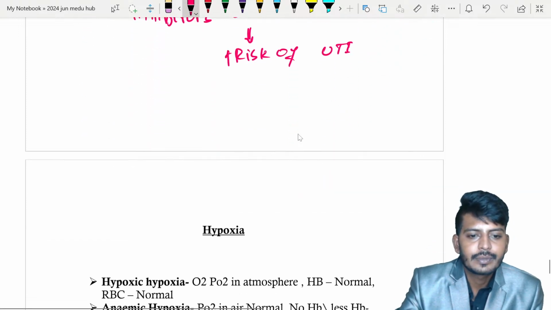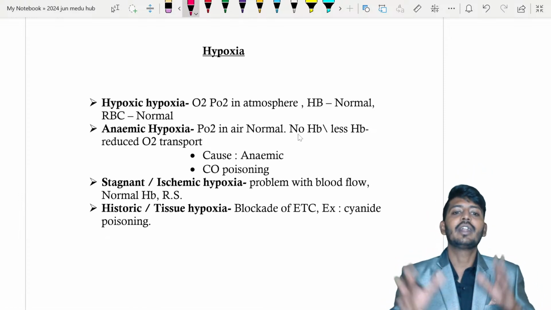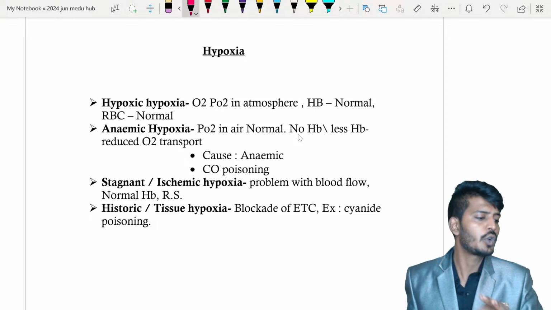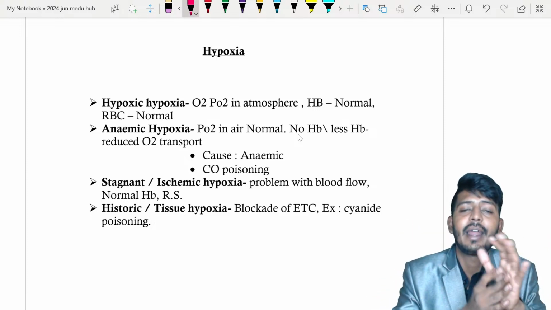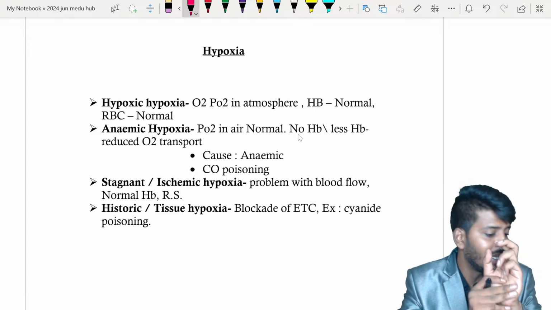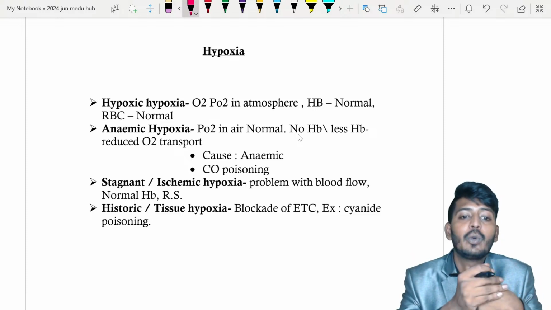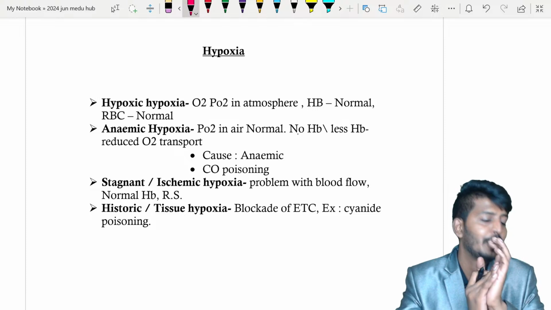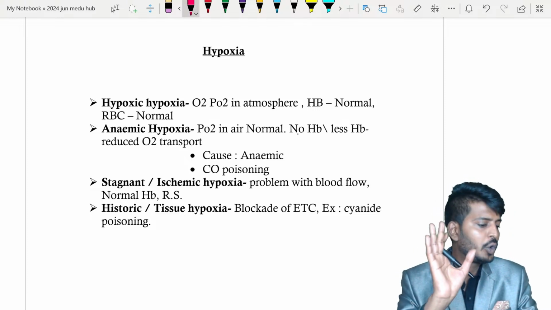Then let's talk about hypoxia. Hypoxia has been asked very often. I have put everything in 1 to 2 lines only, so that while you are revising you should not face any difficulty. I made today's material keeping all this in mind, so that in an emergency you can find things quickly.